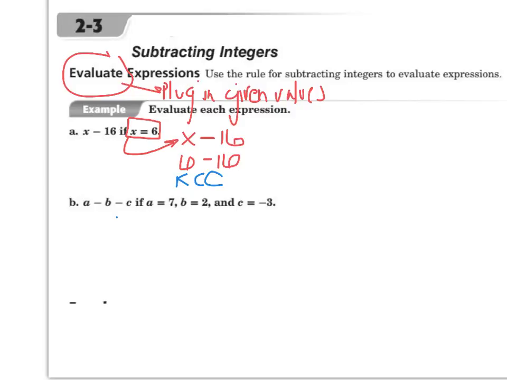So that becomes 6 plus a negative 16. Now I'm adding opposite integers, or opposite signs. So that's going to end up being, I'm going to subtract those integers. 16 minus 6 is 10. And because 16 is the larger one, my answer will be negative. So my answer is negative 10.